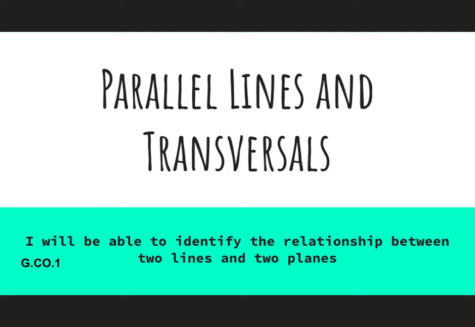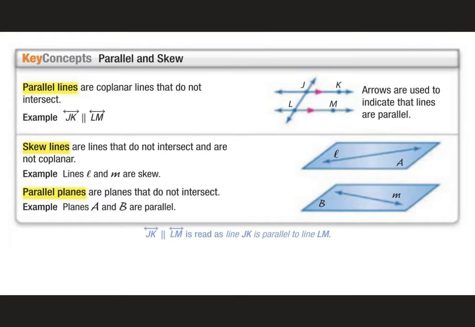Parallel lines and transversals. After watching this video, I will be able to identify the relationship between two lines and two planes. Parallel lines are coplanar lines that do not intersect. And we can say that two lines are parallel by using the symbol of two lines facing up and down vertically. And we can also use arrows to indicate that lines are parallel. So we can have two lines and have an arrow to say these are parallel lines.